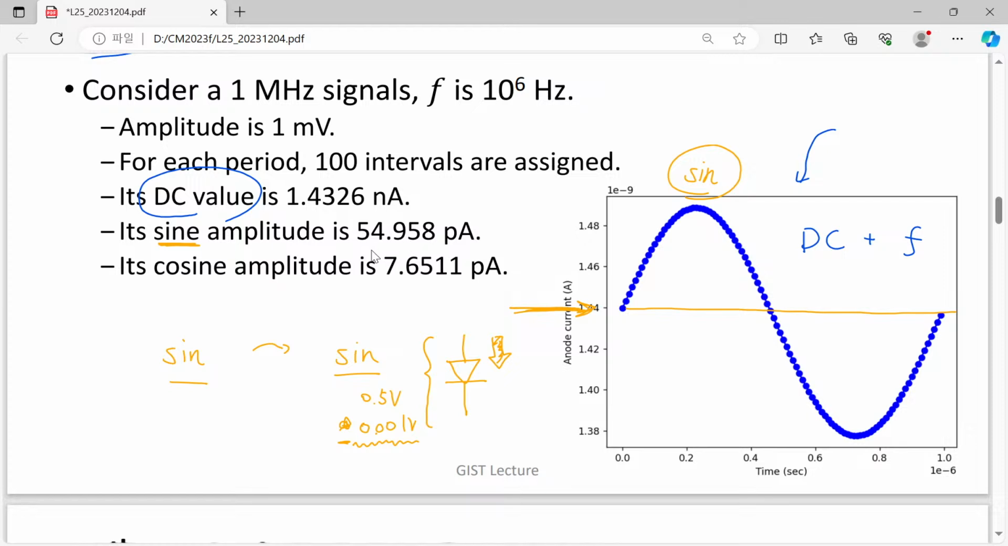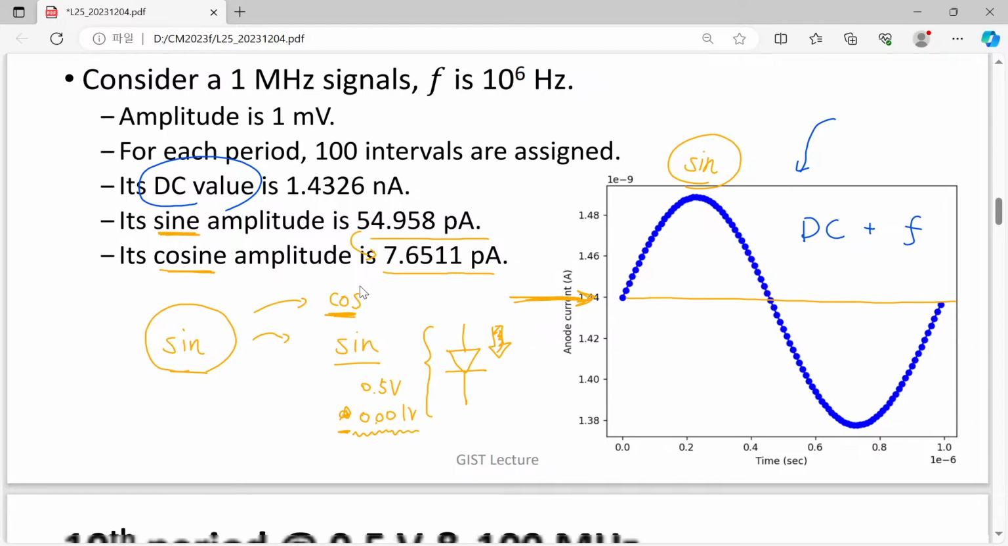Its value is given here. And now you have another one, like a cosine amplitude. Of course, you can see that its amplitude is smaller than that, but this is a non-negligible value. What is it? You have applied a sine signal, but now you can get a small cosine signal. Why do you have this component? In order to understand the reason why we have this cosine component too, let's go this way.